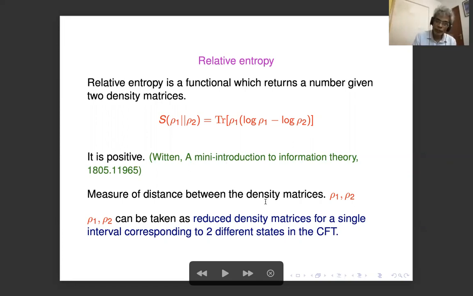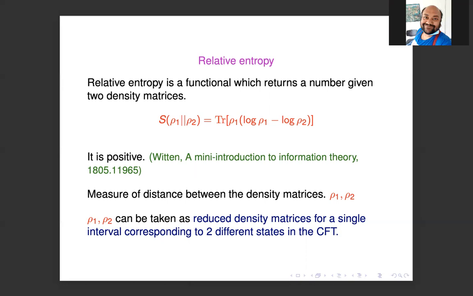And since it's always positive, it can be used as a measure of distance between the two density matrices. So realize it's quite a complicated quantity, because a density matrix itself is a huge matrix, usually infinite dimensional in quantum field theory, and we are talking about given two of these objects returning a number. What does this distance correspond to? Why do we need this actually?